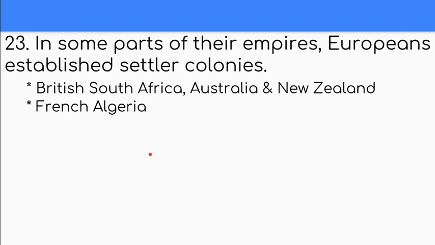Now, some Europeans had settler colonies. In other words, a lot of people from the mother country, like France or Britain, are going to migrate and settle down in other parts of the world. The famous examples include the British colony of South Africa, Australia, and New Zealand. Keep in mind, in places like Australia and New Zealand, most of the people living there now are white English speakers, and they are descendants of those British settlers.